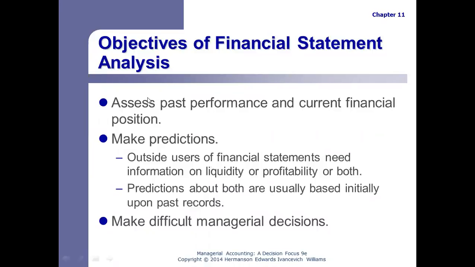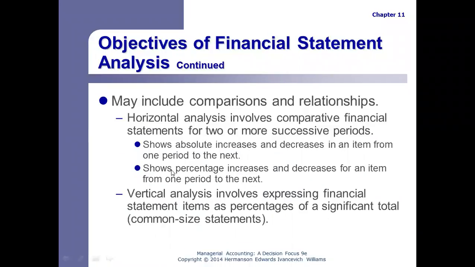So as you can see, the objectives of financial statement analysis is to look at past performance through financial statements and current financial position of a company. This information, the past and current information, is used to make future predictions about a company to help make, as you can see, difficult managerial decisions. So this is the intersection between financial accounting and managerial accounting, using financial accounting information, financial statements, to make managerial decisions. Okay.